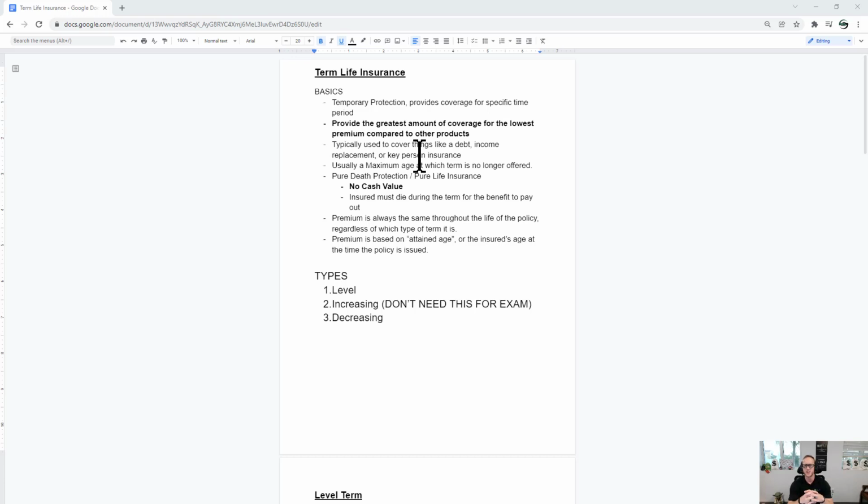So with term, there's usually a maximum age at which it's no longer offered. It's usually 65 or 70, I think, is like the oldest that companies typically offer term policies for. After that, it's too much of a risk for them to give that big of a death benefit away for a smaller premium. And it's pure death protection, which is pure life insurance. So there's no cash value. There's no savings element to it.